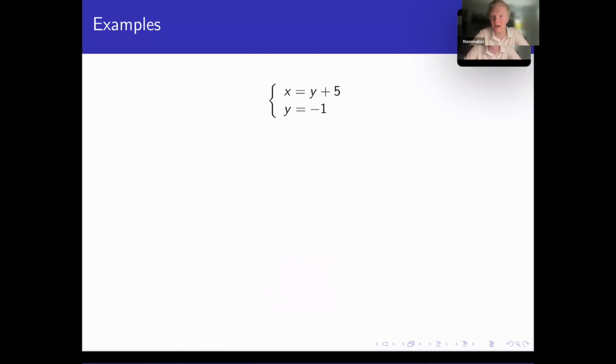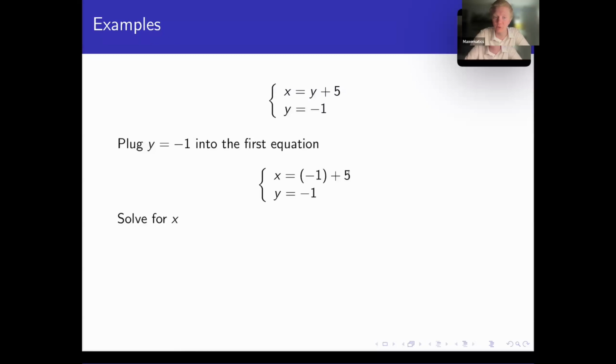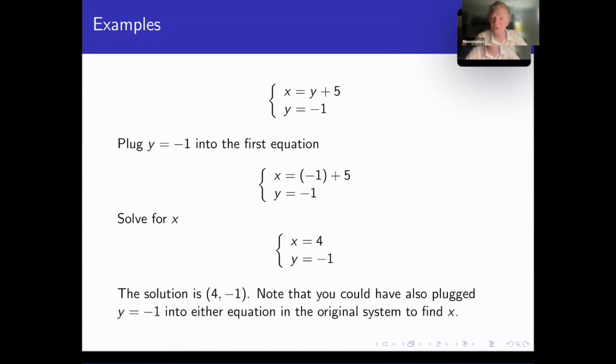Okay, well, if we know that y is -1, plug -1 into the first equation. Well, y is -1, -1 plus 5 is 4. So the solution to the system is (4, -1). However, you could have plugged y equals -1 into either original equation in the very beginning. So the way we're writing this here, the second equation kind of goes away, just becomes this y equals -1. But you could plug y equals -1 into the original second equation, and you would get the exact same answer. So not perfectly a rhyme or reason any one way or the other, just something to keep in mind.